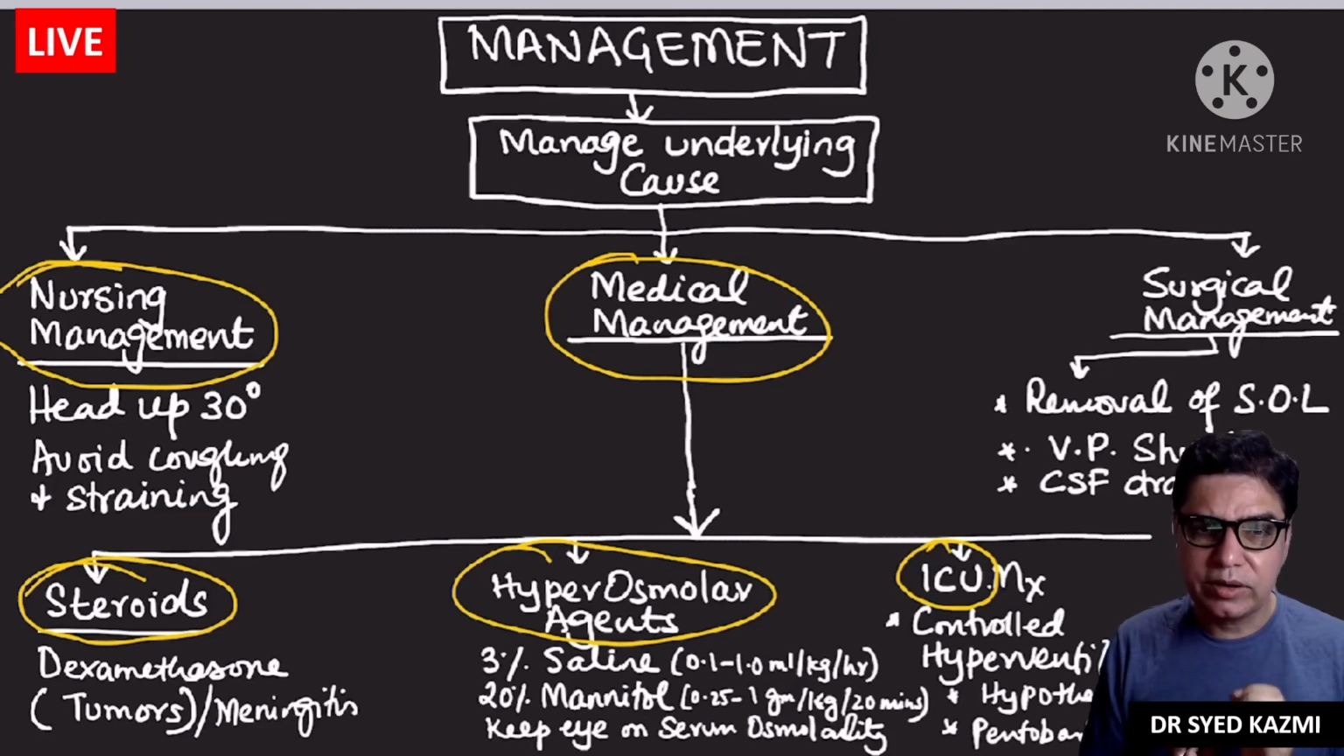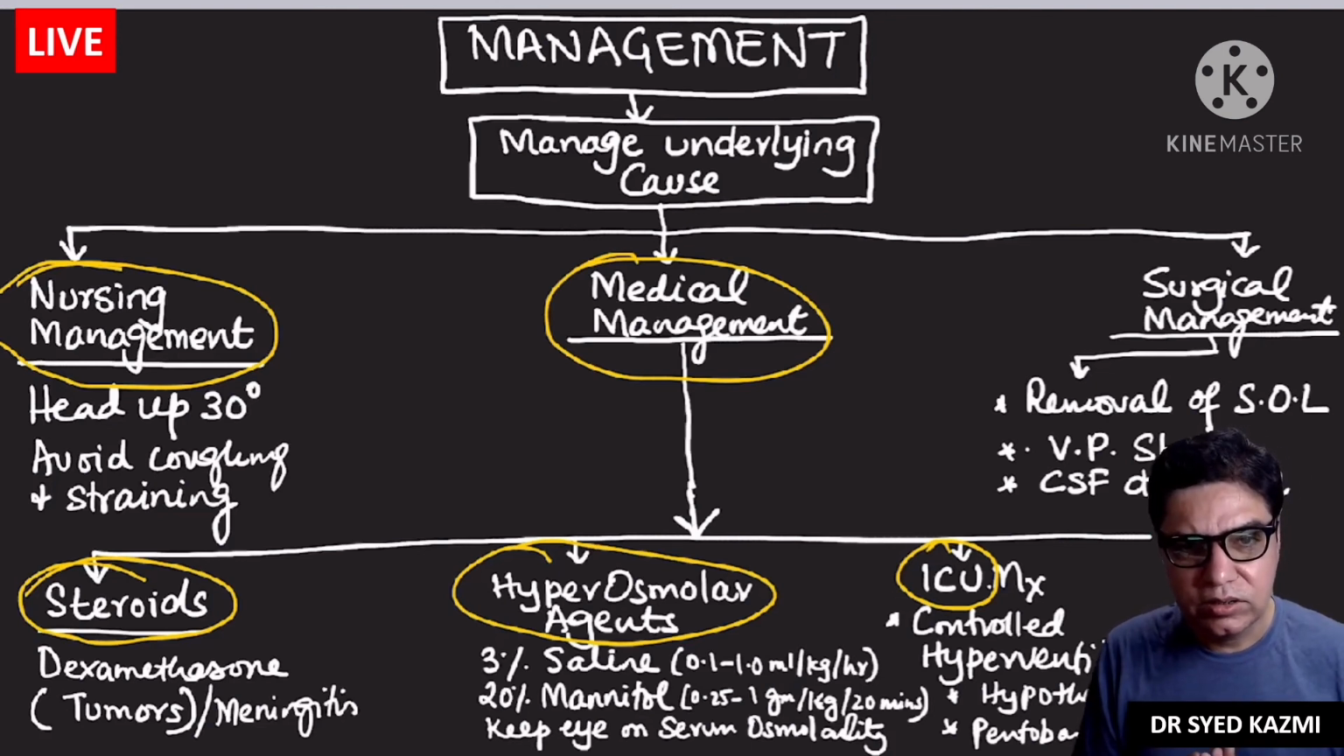It's also important that when we are giving hyperosmolar agents, we have to keep an eye on serum osmolality. And please keep in mind, the Nelson 21st edition says that the serum osmolality should be kept under the radar screen and should never be allowed to go above 320 milliosmol per liter. So keep this figure in your mind.